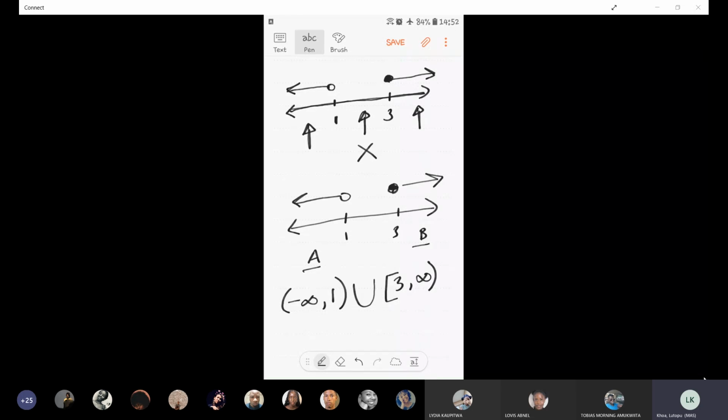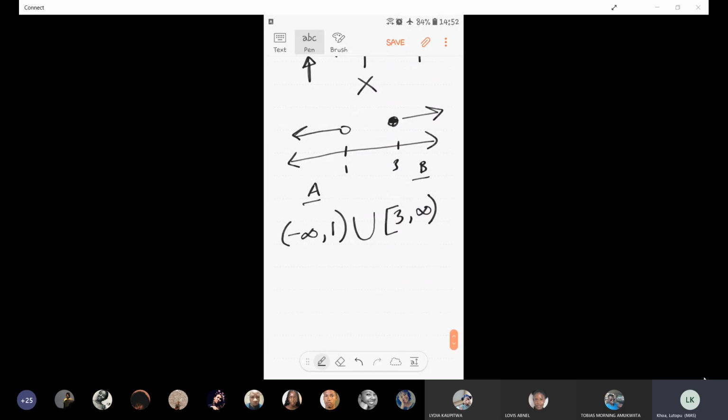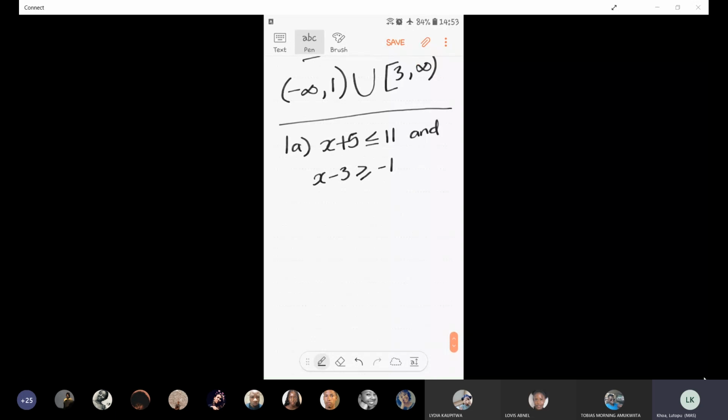And some more examples. Look at the exercises that are in your book. This is page 56. Let's look at number 1A. So we have x plus 5 less than or equal to 11, and x minus 3 is greater than or equal to minus 1. So that is what we have.